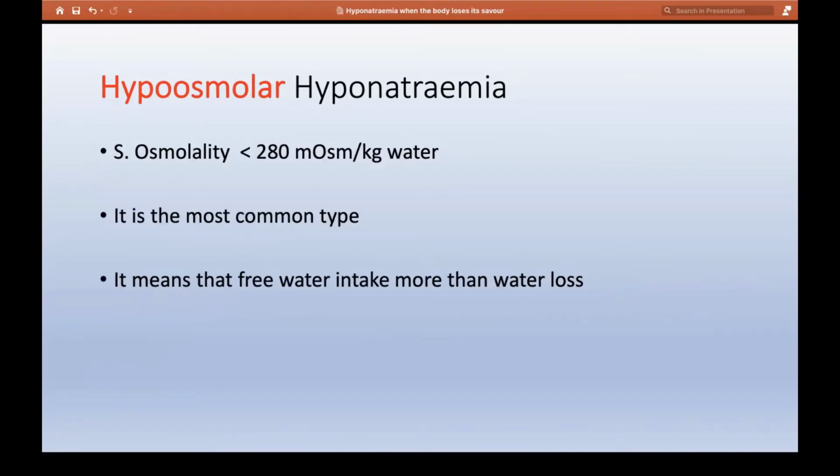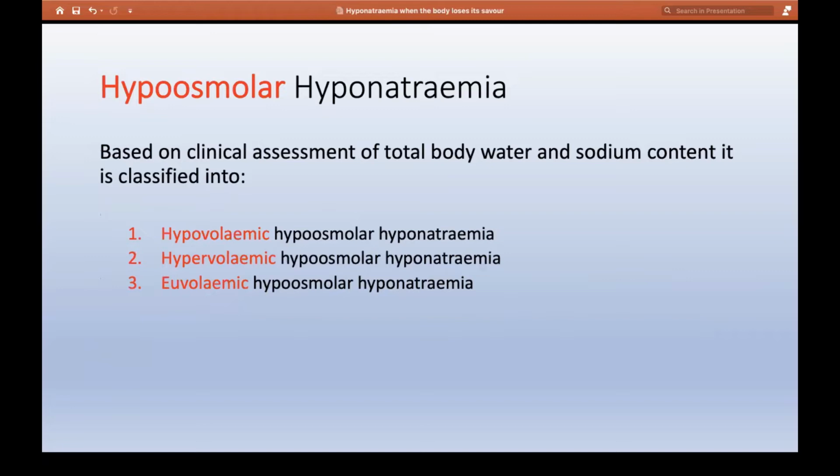But the more important one, what we see more commonly, is the hypoosmolar hyponatremia. Hypoosmolar hyponatremia is when the serum osmolality is dropping. Serum osmolality is less than 280 milliosmoles per kilogram of water. What does it mean? It means that there is free water intake more than the water loss. Let's see how this happens.